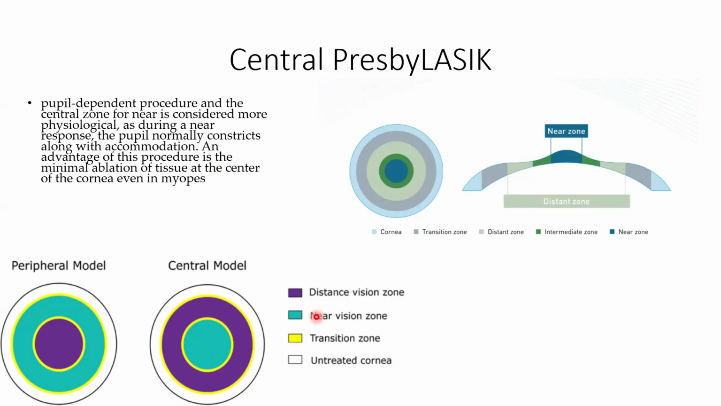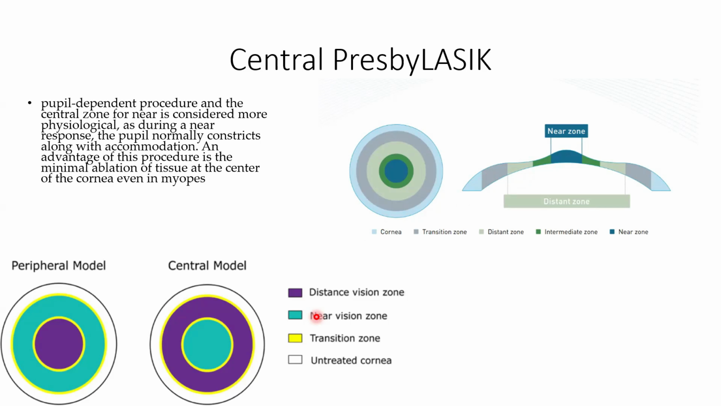The main important point to note in all the central presbyLASIK treatments is that you are generating multifocality on both the corneas. The amount of multifocality and the power of the multifocality may vary in both the eyes, but each eye by itself will become multifocal to some extent. Having said that, one important point to note here is that it is a pupil dependent procedure, and the central zone for near is considered more physiological, and that's why we are not doing the peripheral model.